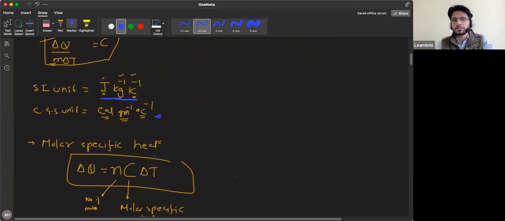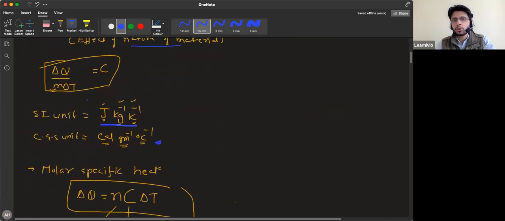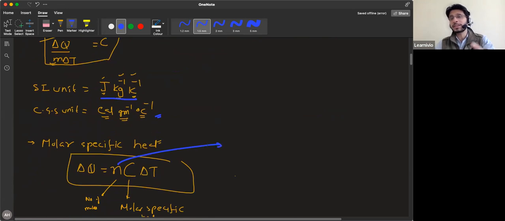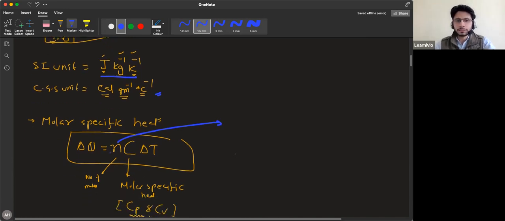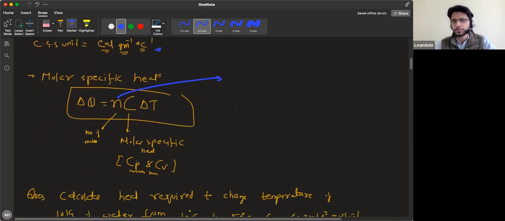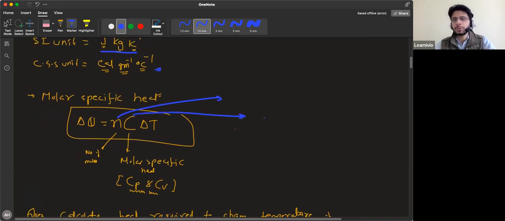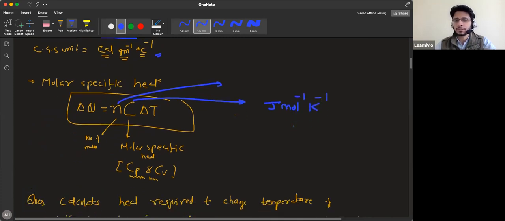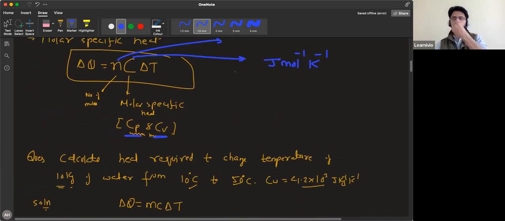The next is molar specific heat. If you want to calculate the heat to change the temperature of a gas, then instead of mass, we prefer number of moles. And this is the portion which gets connected to the kinetic theory of gas and eventually to thermodynamics. So for gas, the heat required is n C delta T, where n is number of moles, C is molar specific heat, and delta T is change in temperature. The unit will change: the unit of C will be joule, instead of per kg you will write per mole, and the Kelvin inverse as it is. Molar specific heats are of two types, Cp and Cv, that we will discuss when we start KTG. Actually, molar specific heat is not just two types, it's of four or five types.